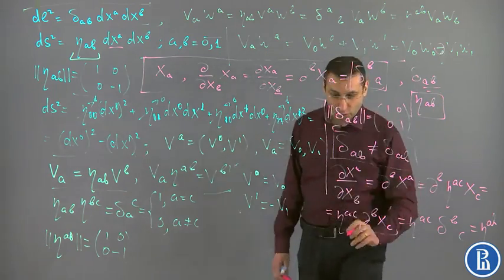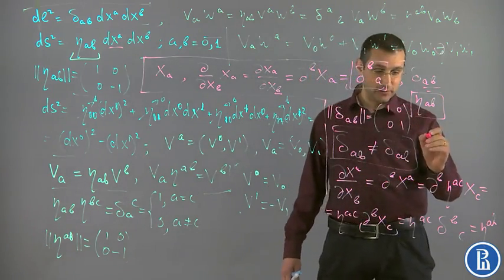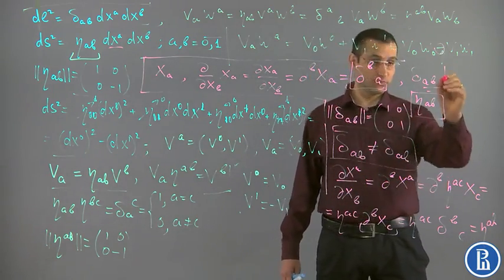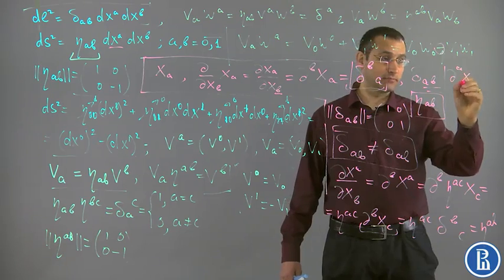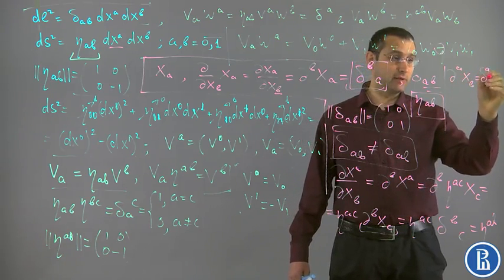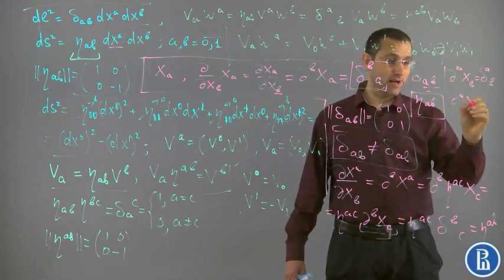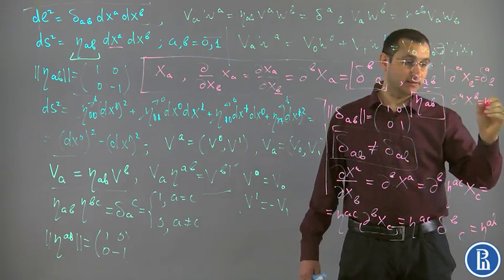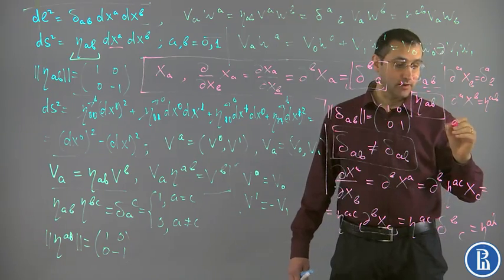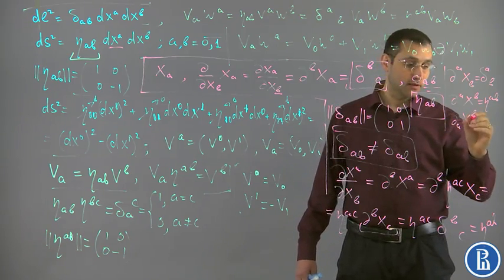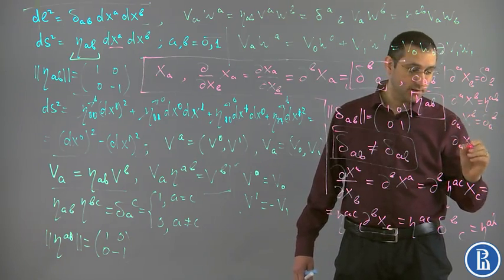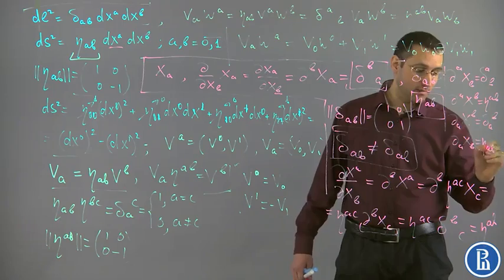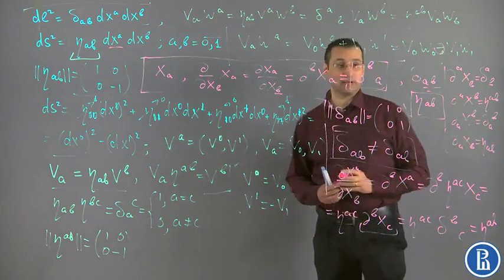Eta AB. So, as a result, we have the following relation. Well, let me write it. dAxB is delta AB, dAxB is eta AB. Similarly, dAxB is delta AB, and dAxB is eta AB. That can be easily checked.